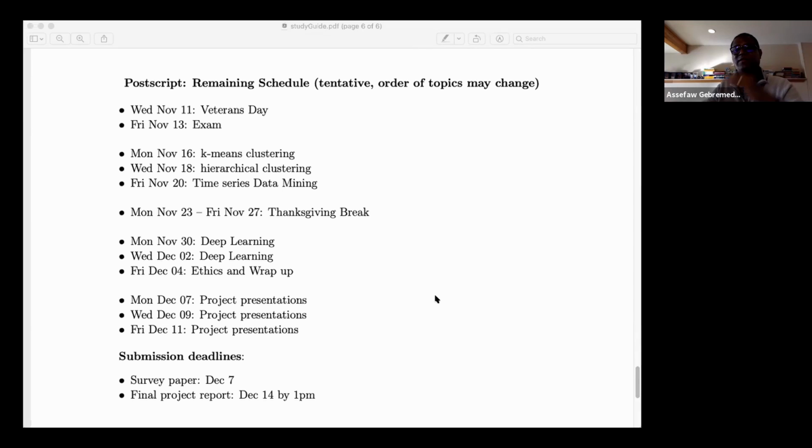The week after that, we will have 3 days, and we will have k-means clustering, hierarchical clustering. If I rush it, I could probably squeeze in 1 more topic, but probably this will be a reasonable thing to say. And time series data mining. I wish I could have more than 1 lecture.